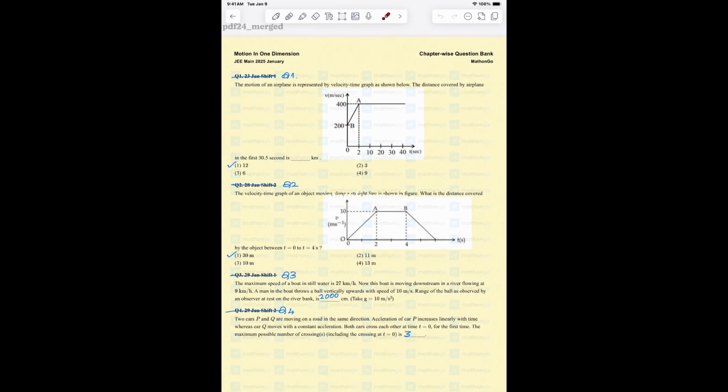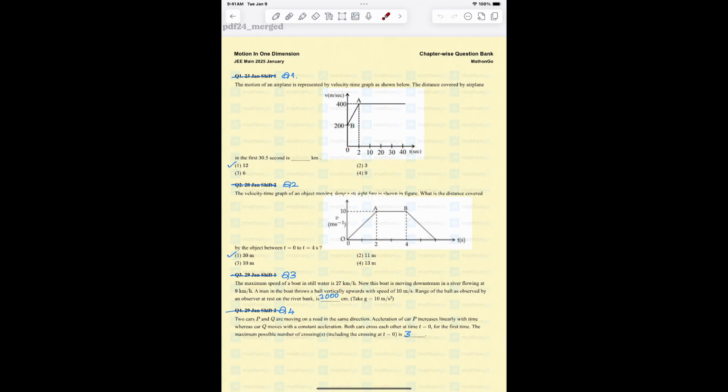Just read the question. The motion of an airplane is represented by a velocity time graph as shown below. The distance covered by the plane. Now, this is a velocity time graph, therefore the area will give you displacement. One more thing you have to know is that any area above the time axis is going to be positive, whereas any area below the time axis is going to be negative.